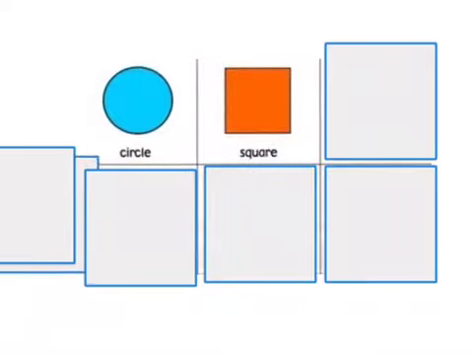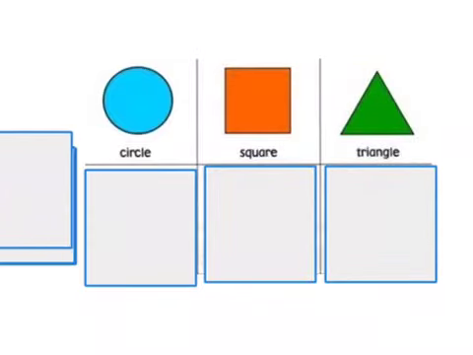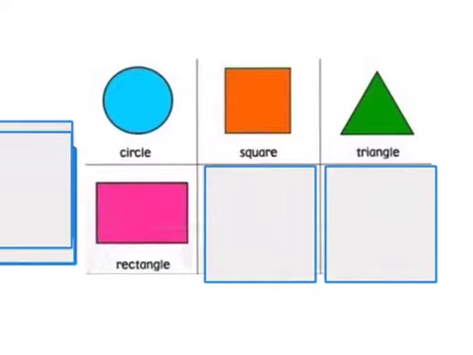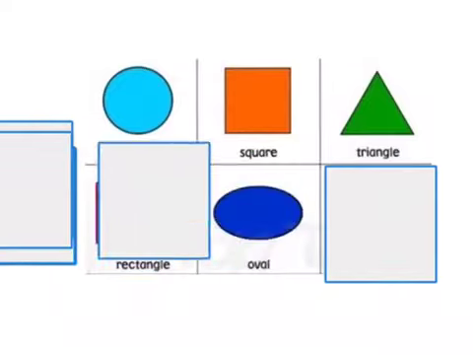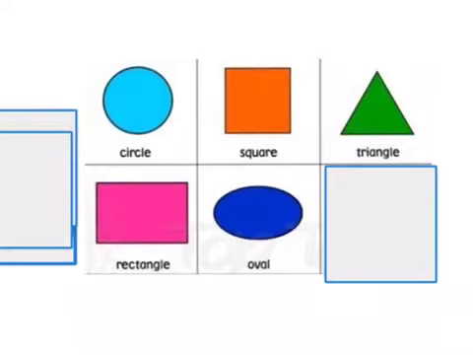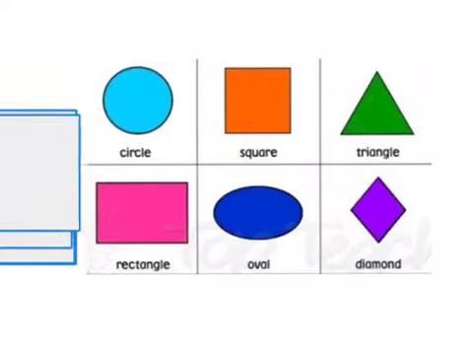And this one here? A square. The next shape? Triangle. Rectangle, oval, diamond. Yeah?